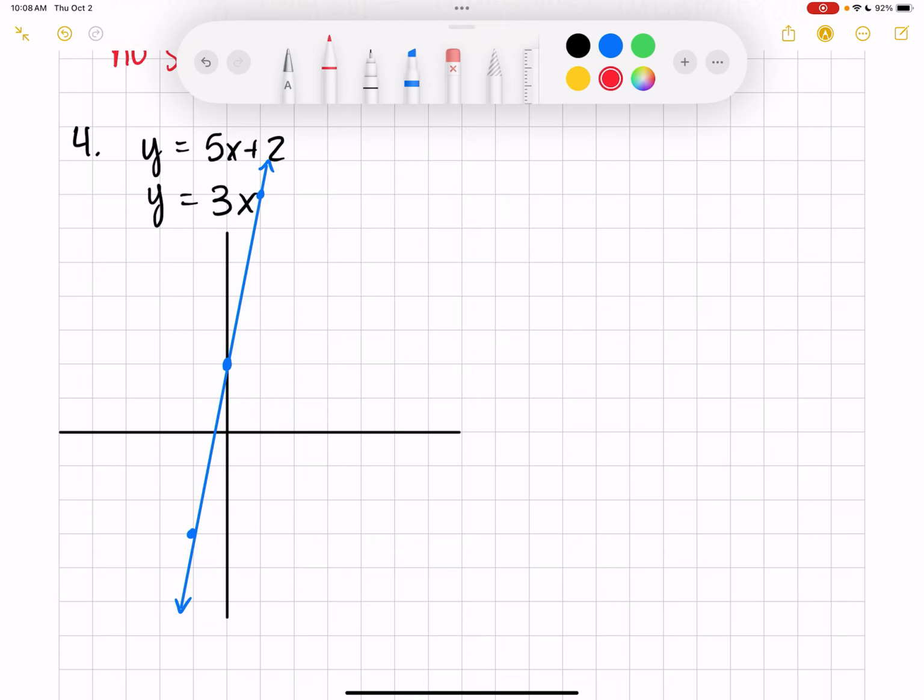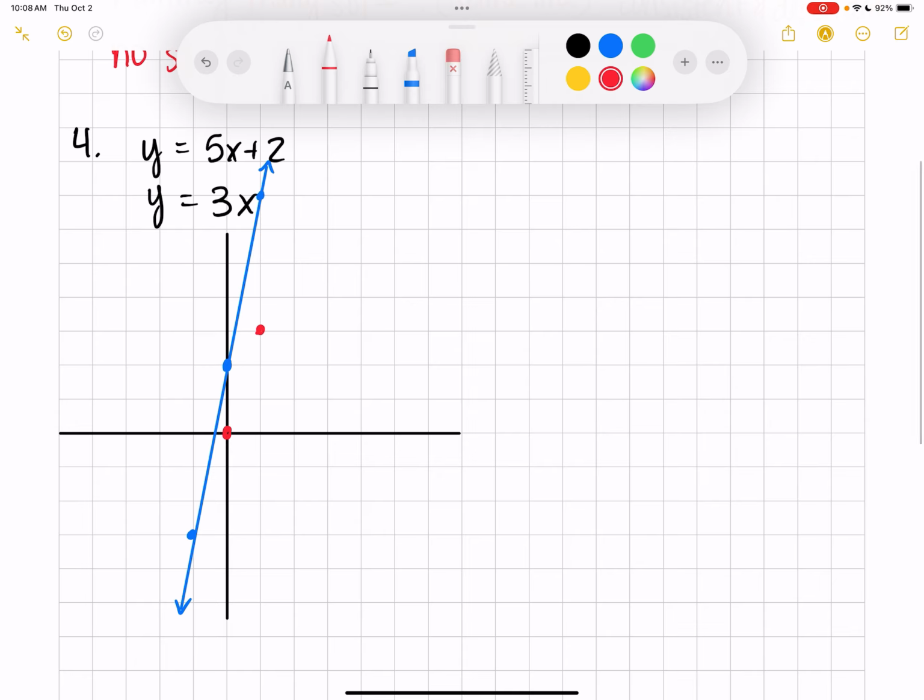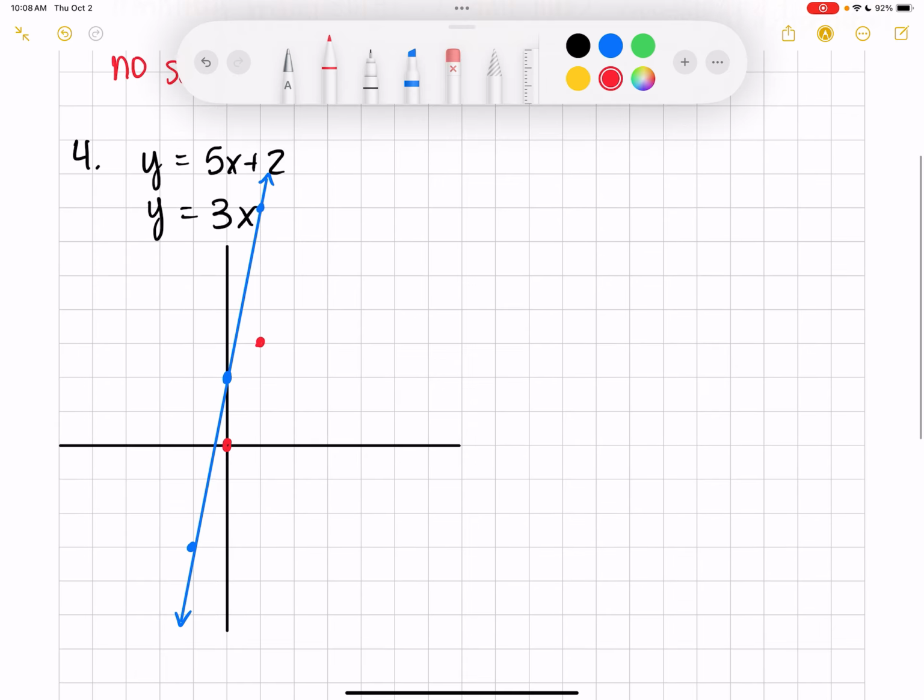My other graph has an intercept of 0, and then it goes up 3 over 1. Well, I can already tell that it's not going to intersect up top. Okay, do we see that? I'm going up 3 over 1, up 3 over 1. It's going to keep getting farther away from that line.